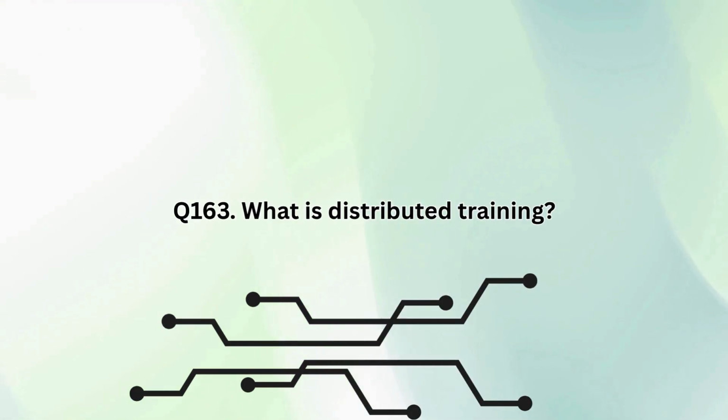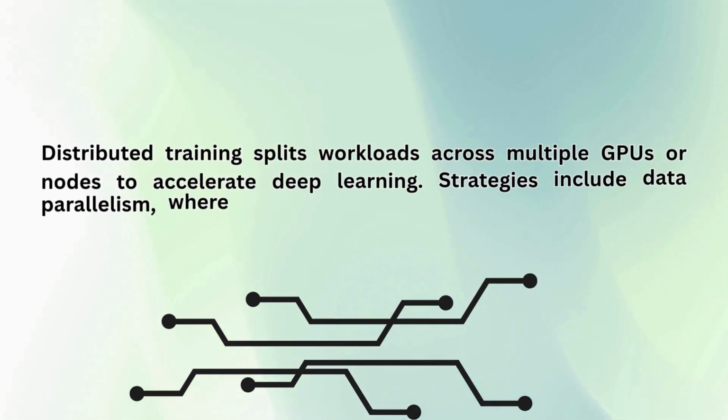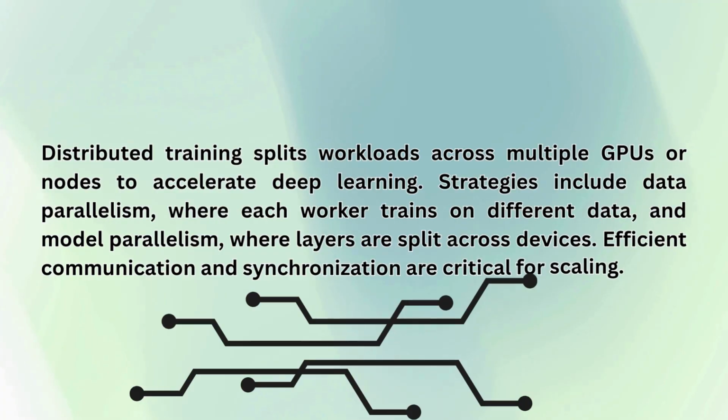What is distributed training? Distributed training splits workloads across multiple GPUs or nodes to accelerate deep learning. Strategies include data parallelism, where each worker trains on different data, and model parallelism, where layers are split across devices. Efficient communication and synchronization are critical for scaling.